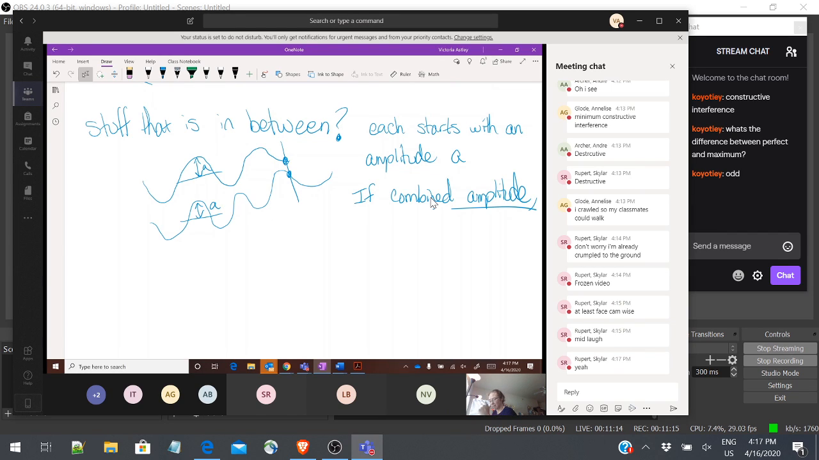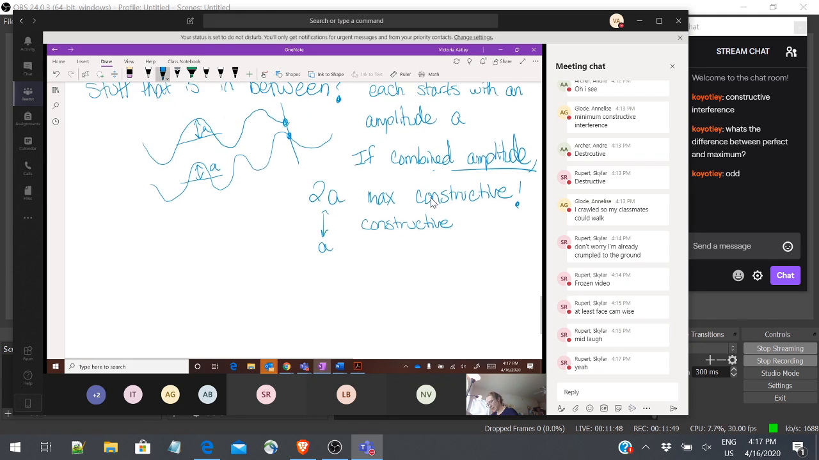Okay. So if the combined amplitude is 2A, that's max constructive. That means that they're interfering as perfectly as they possibly can. If they are something between 1 and 2, this is constructive but not maximum. So the two waves add up to make something bigger, but not maximum bigger.